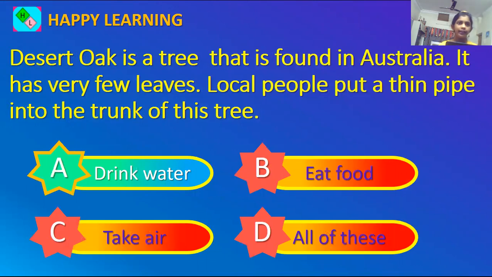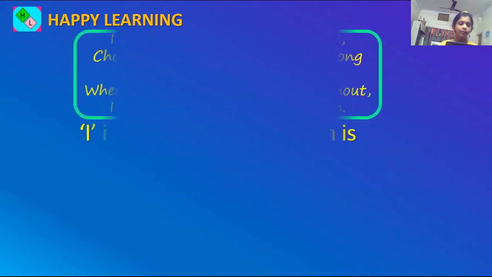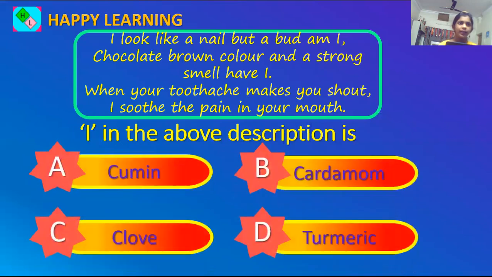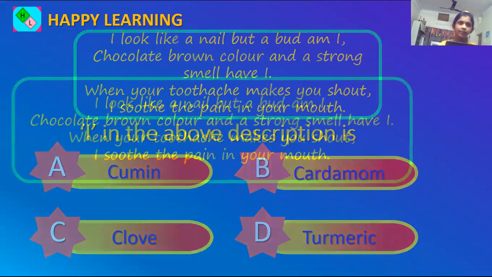Now let us move on to the next question, which is: I look like a nail, but a bird am I. Chocolate brown color and a strong smell have I. When your toothache makes you shout, I soothe the pain in your mouth. The "I" in the above description is: options A, cumin; B, cardamom; C, clove; D, turmeric. Let us see the explanation.